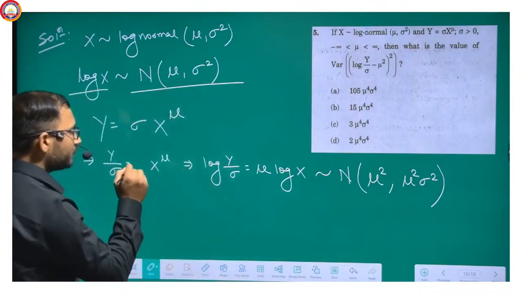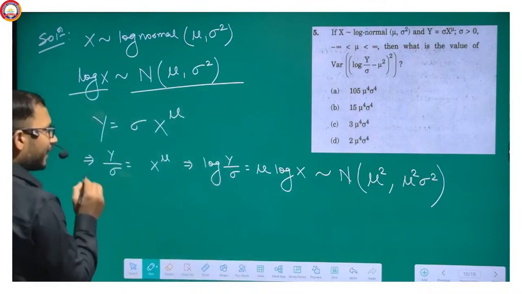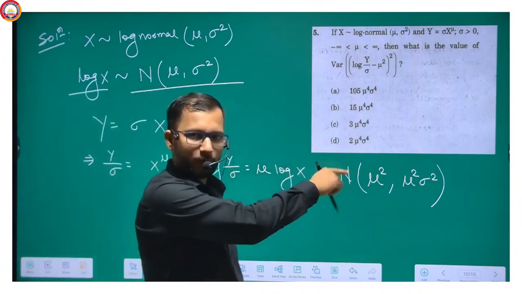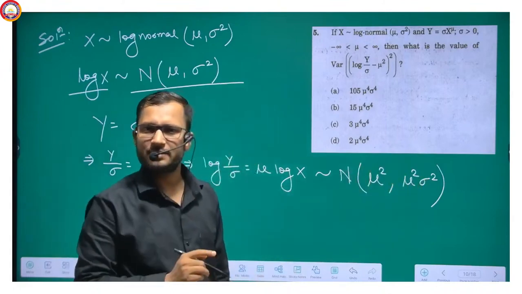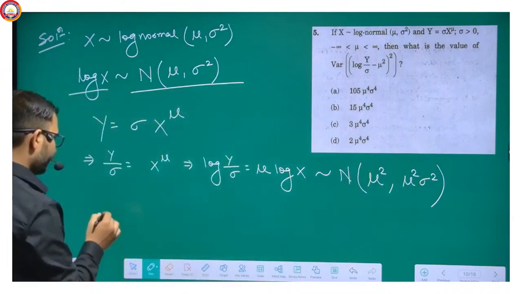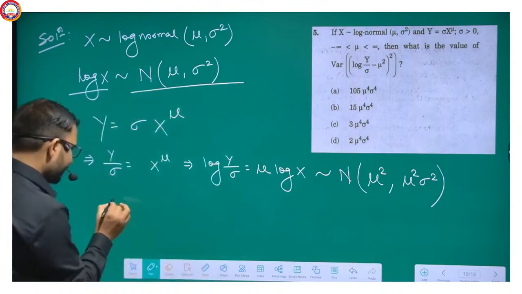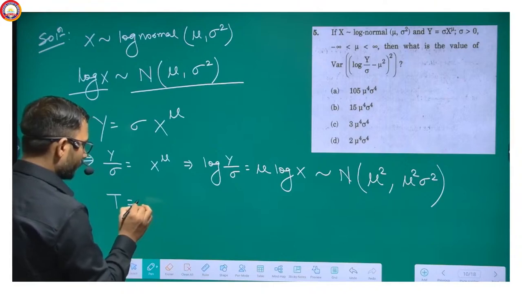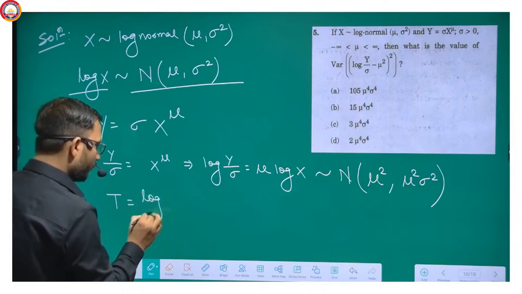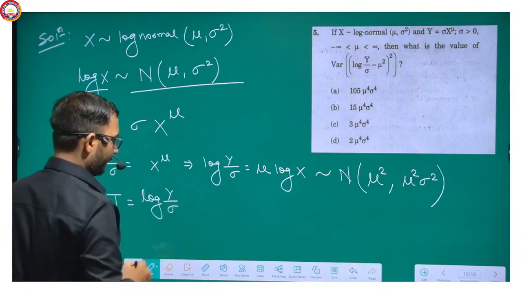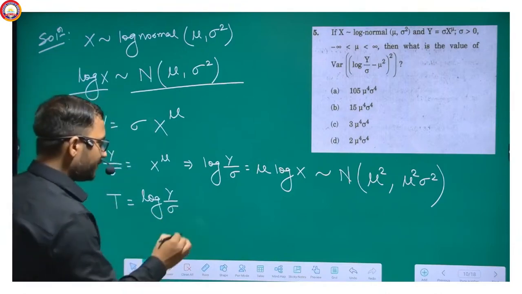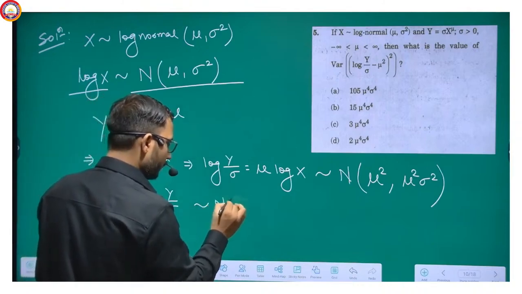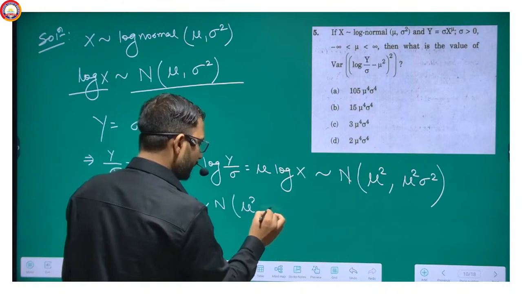Now, so this is normal mu square and mu square sigma square. Now, see here, if I write, so that means log y upon sigma is following normal with mean mu square and variance mu square sigma square. Next one, suppose let t equal to log y upon sigma. Getting my point? Then the t is following normal with mean mu square and variance sigma square.